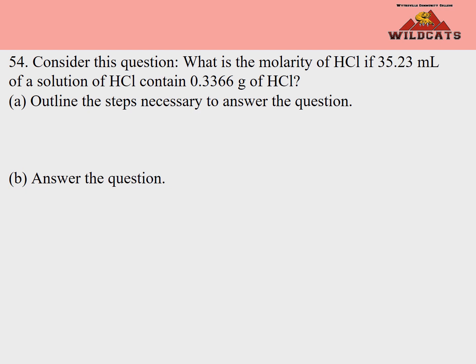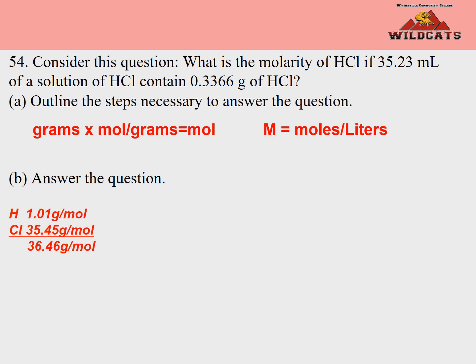Let's see, again, this is, what is the molarity? We're given a volume and we're given grams. So we're going to take the grams times the molar mass, which is going to give us the moles. And then moles over liters is going to give us the molarity. So here's our molar mass of HCl. We've seen that a couple times already. It'll probably start to become familiar to you.